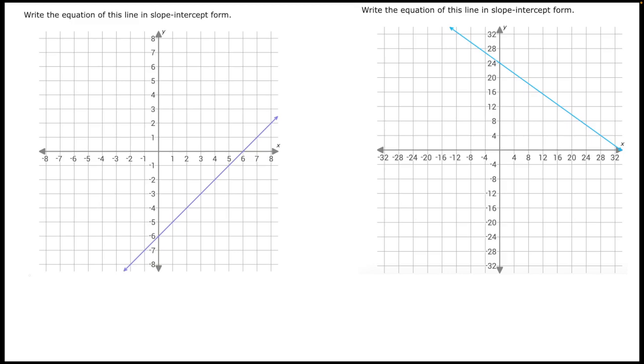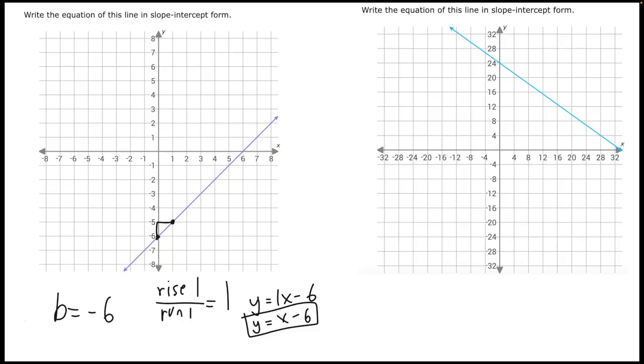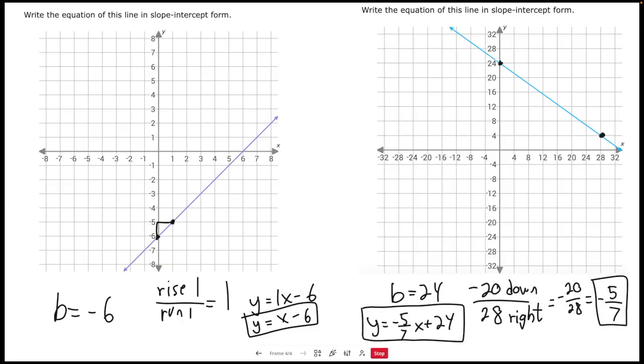Okay, now that you've had time to work these problems, let's check your solutions. For the first problem, you should have gotten y equals x minus 6 or 1x minus 6. And for the second problem, you should have gotten y equals negative 5/7x plus 24. You had to reduce the fraction, and remember this is a scaled graph, so every box is worth 4.